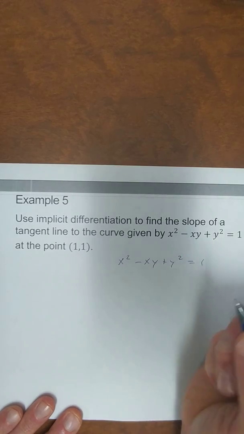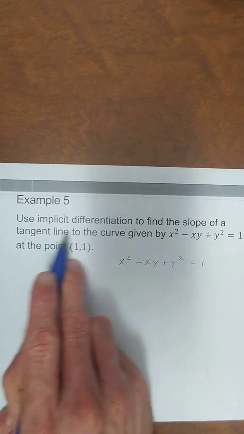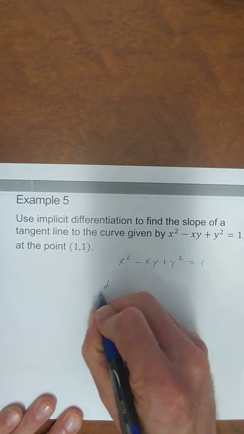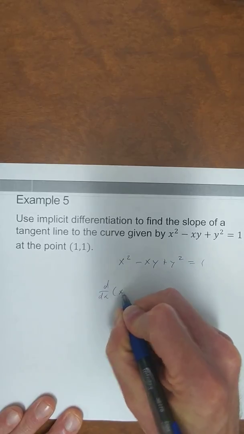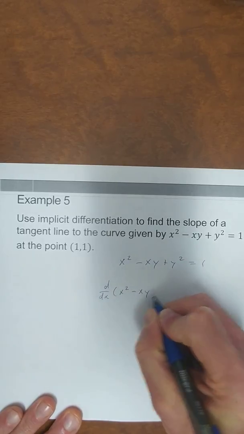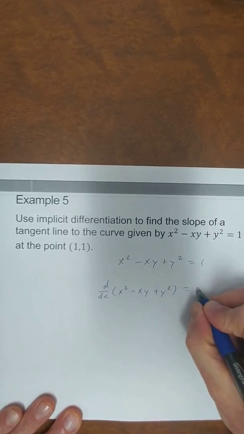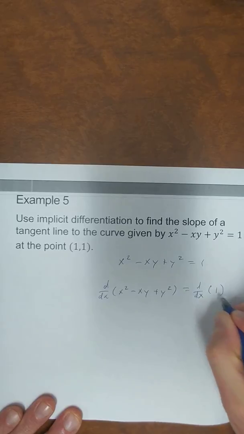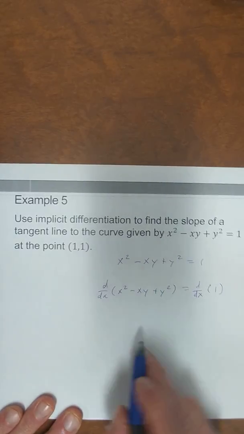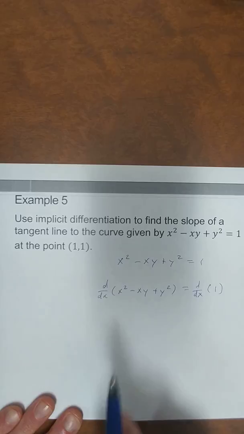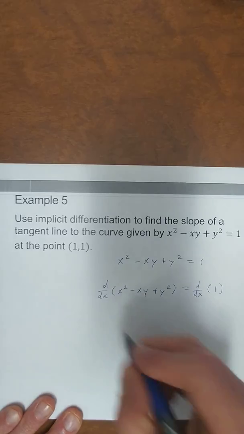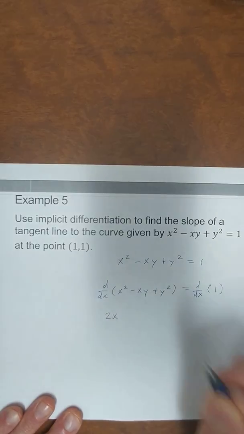So the first thing I'll do here, as you can see, we are going to use the implicit derivative. So let's do that. We'll take the derivative of both sides. The derivative of x squared, let's do the left side first, is 2x.